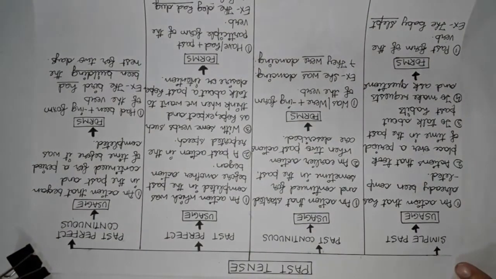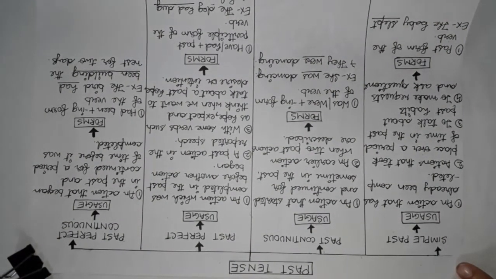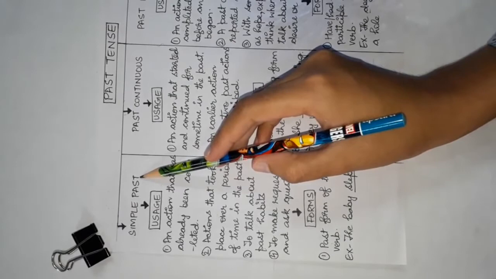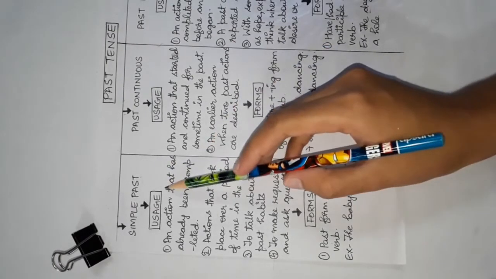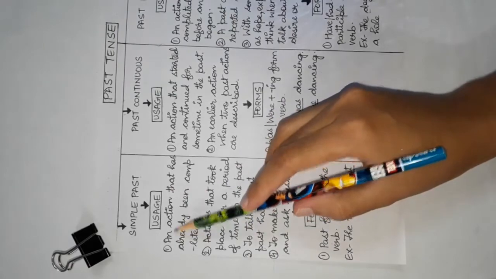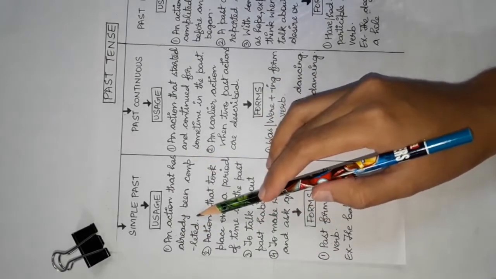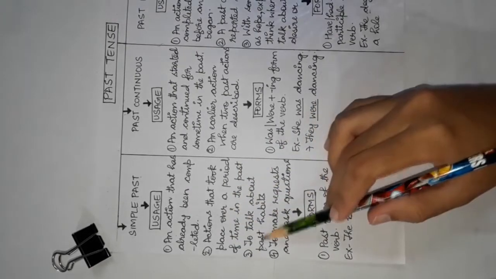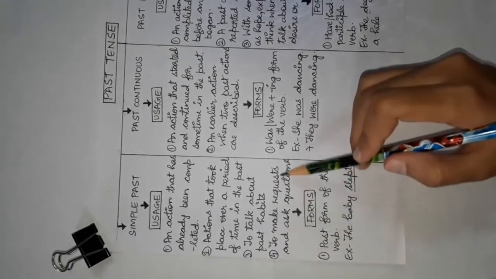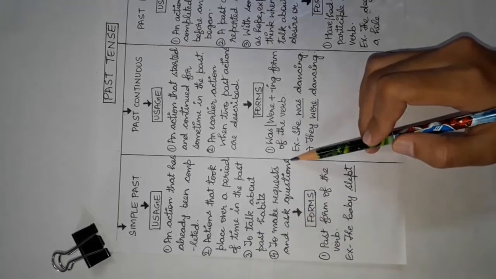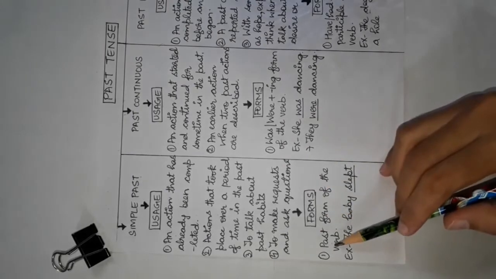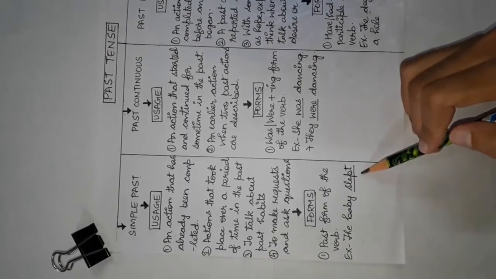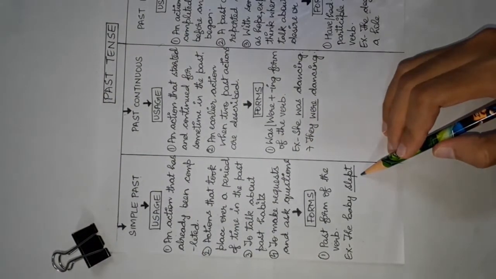Now let us look at the four forms of past tense. The simple past tense refers to actions that happened in the past or were regularly done in the past, and the usages in this tense are an action that has already been completed, actions that took place over a period of time in the past, to talk about past habits, and to make requests and ask questions. The simple past takes the past form of the verb only. That is, it will give us the baby slept.